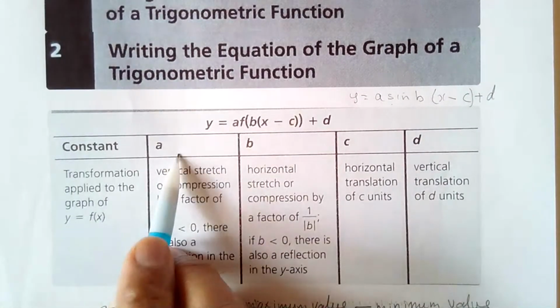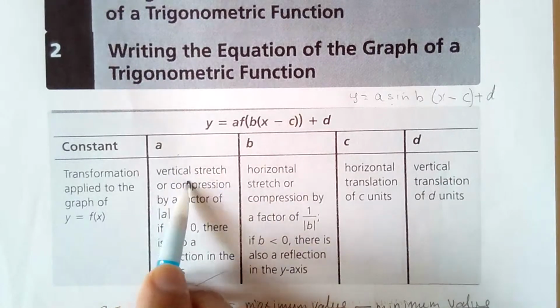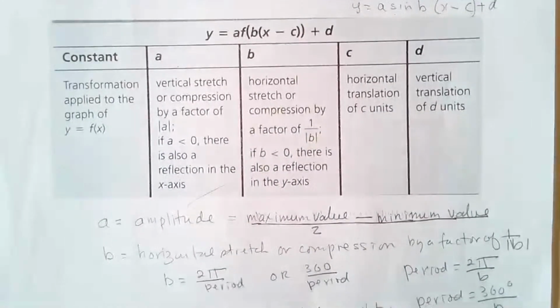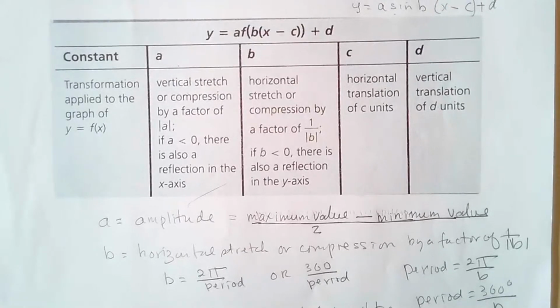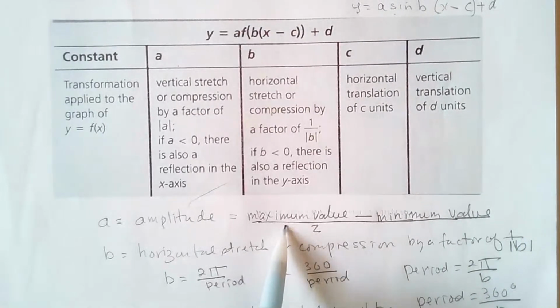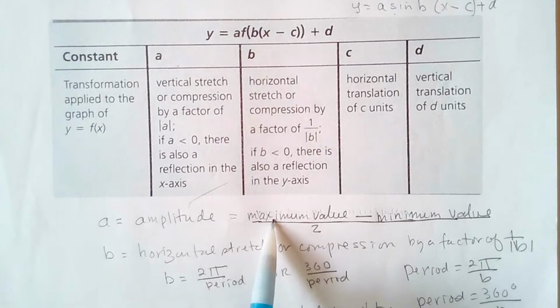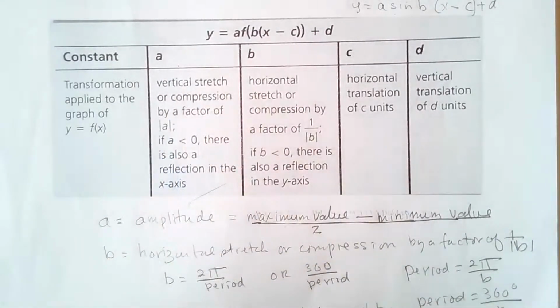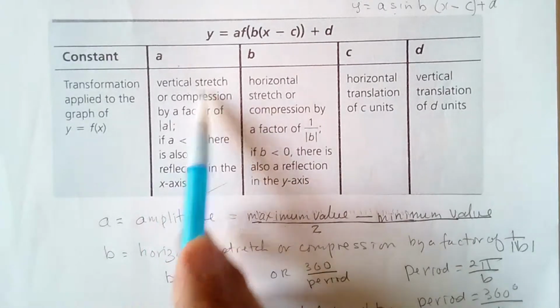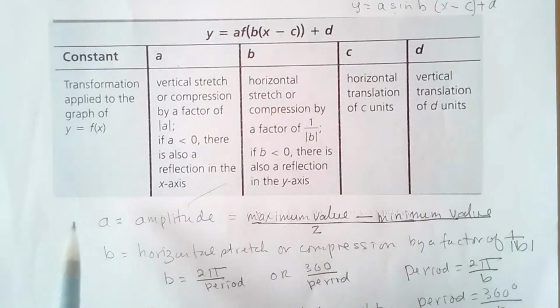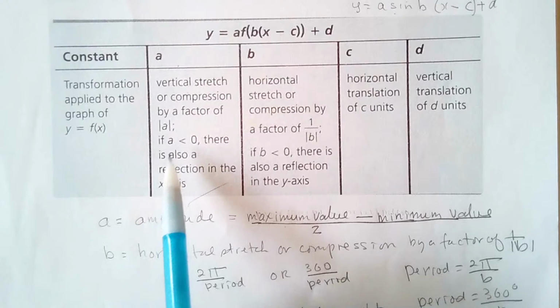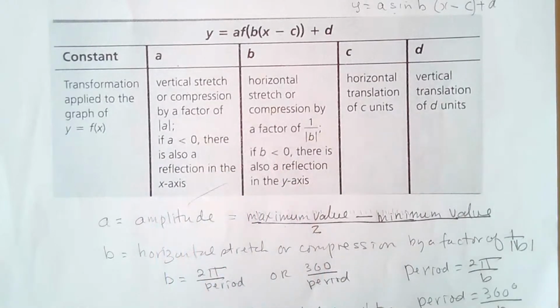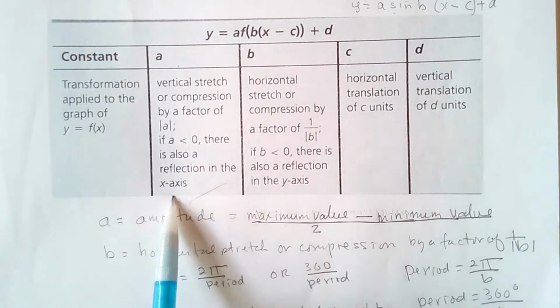Just remember a is your amplitude or the vertical stretch. And the amplitude, we can find that by the maximum value minus the minimum value divided by 2. So this is your stretch or compression. So if a is greater than 1, we have a stretch. And if it's between 0 and 1, we have a compression. If it's negative, we have a reflection about the x-axis.